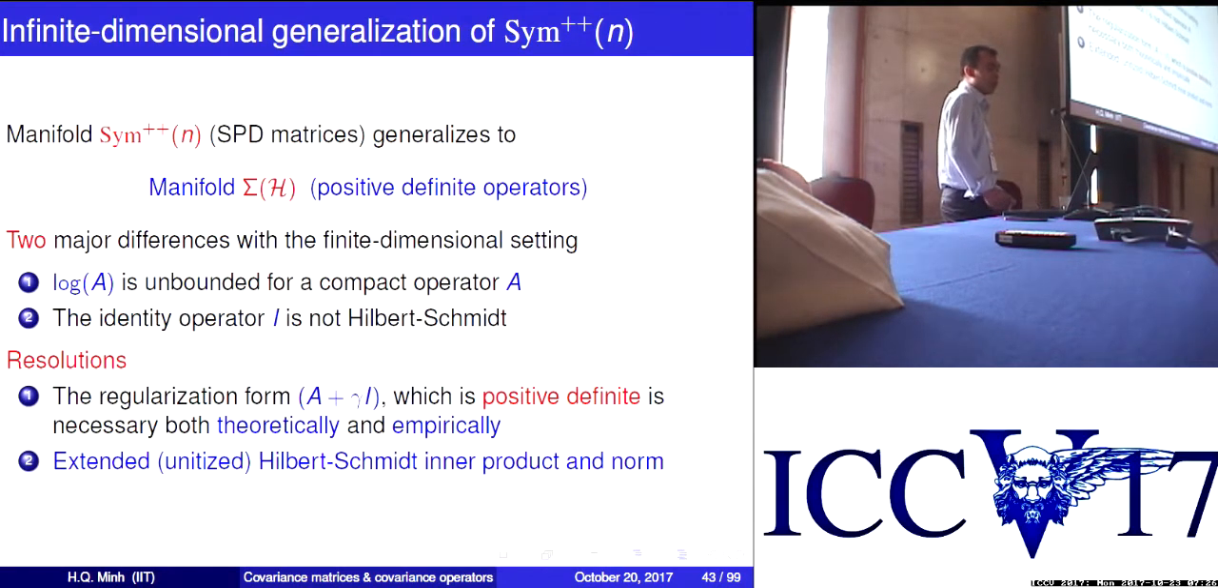To summarize, to generalize the manifold of SPD matrices to the infinite dimensional setting, the manifold of positive definite operators, we arrived at this by considering the two major differences from the finite dimensional setting. The first is that log A is unbounded for a compact operator A, and the resolution is considering the form A plus gamma I. The second is that the identity operator is not Hilbert-Schmidt, so we consider the extended Hilbert-Schmidt inner product and norm. So there are two components to this picture.